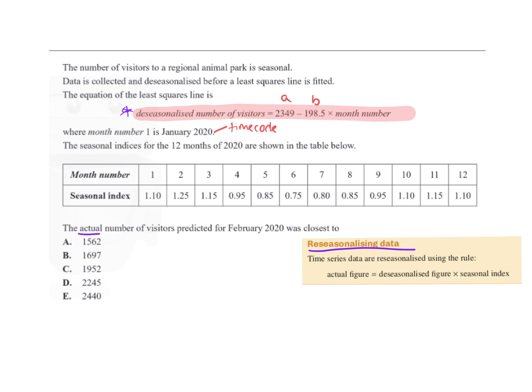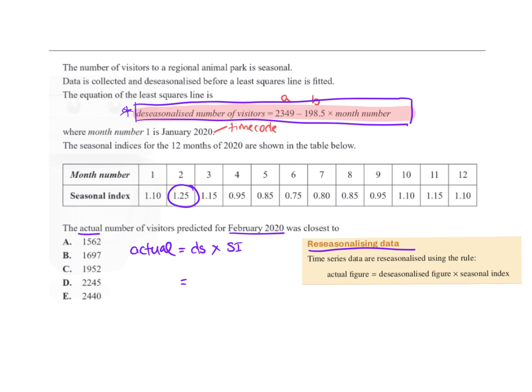So if you look there, I'll just write this out here because you don't have that. I've grabbed that formula for you to show you. So if you remember, actual we found by using the deseasonalized times the seasonal index. So I want February 2020. So I get February's seasonal index. So February is month 2. So I have the seasonal index. But how am I going to get the deseasonalized value? I use this formula up here because this is a formula to get a deseasonalized value.